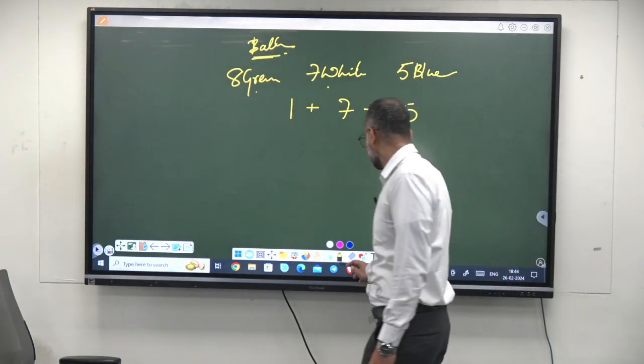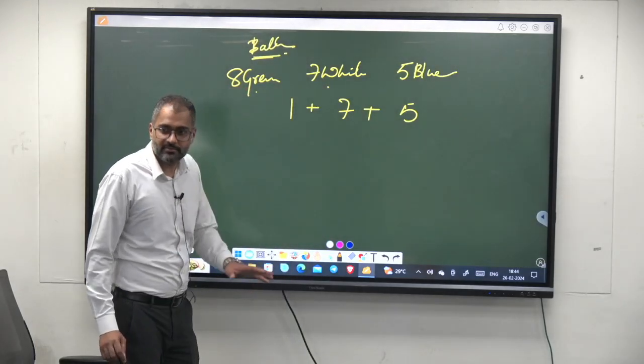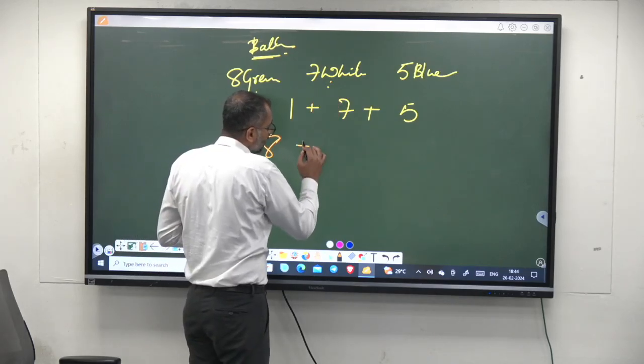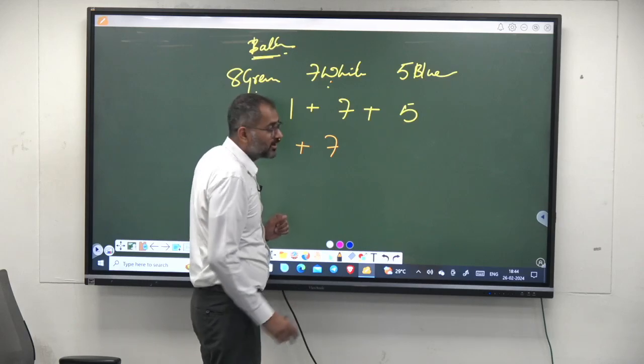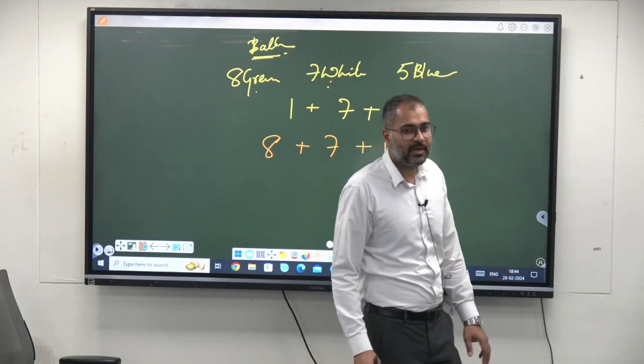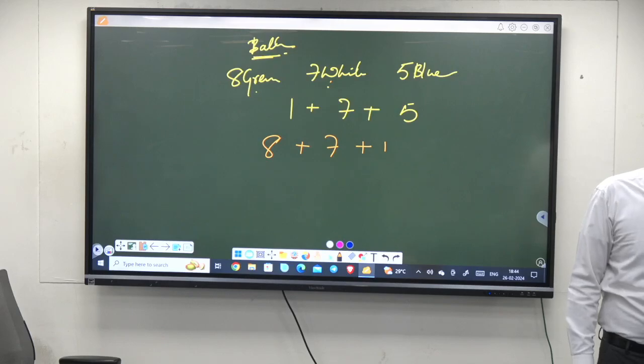Or else, I'm picking all 8. 8 attempts gone. All white. 7 attempts gone. Next I'll pick, by default it has to be blue only. So how many maximum number of attempts? 16. Which of these two is correct?